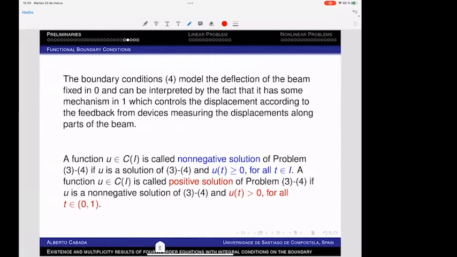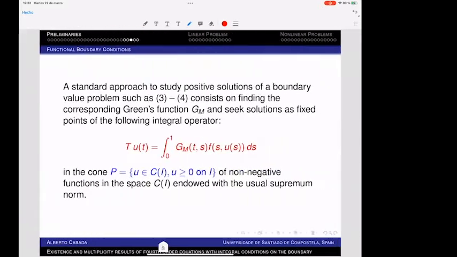So the function will be non-negative when it is bigger or equal to zero, and we say positive when it is positive in (0,1). Of course, the solution by definition will be 0 at 0 and 1. So when we speak about positive, it means positive in the interior. When we are speaking about the nonlinear problem, the solutions will be the fixed points of this operator. This is the idea.